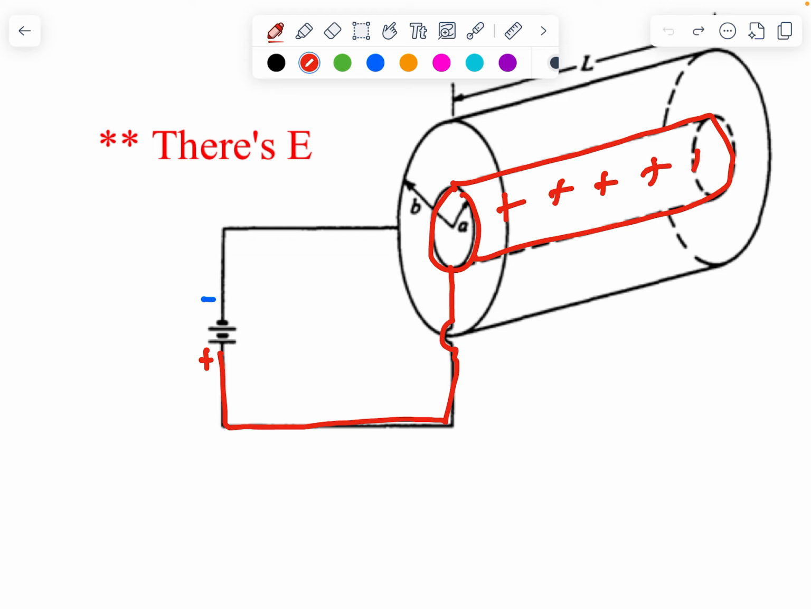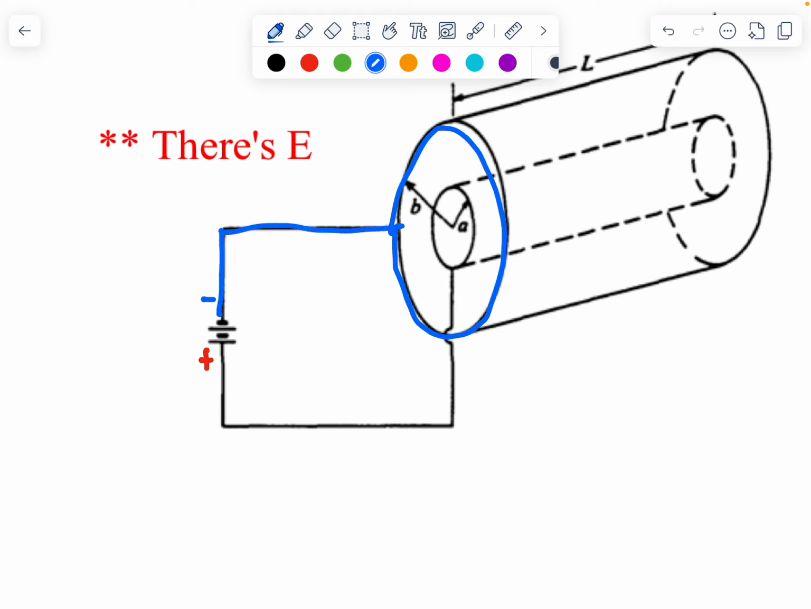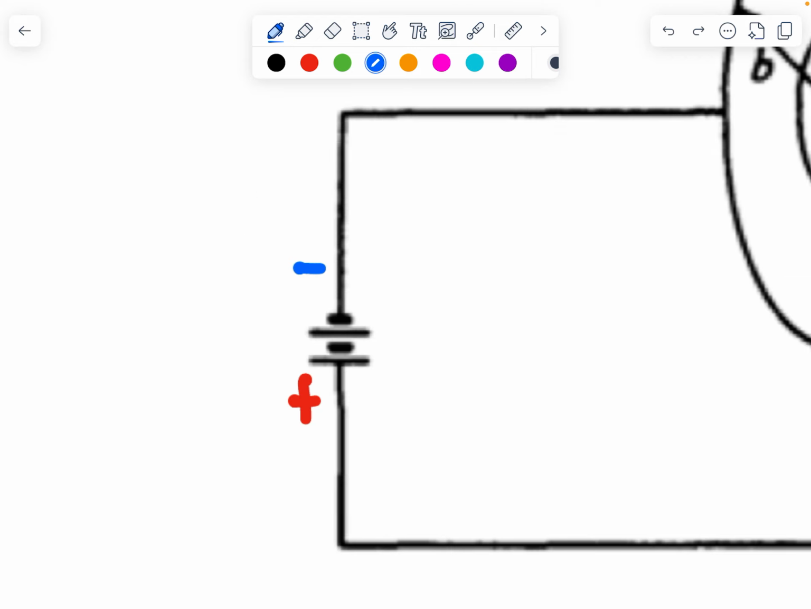Likewise, if we trace the little negative wire, this is connected to that outer conducting cylinder like this. So everything along here is connected to the negative. So there's a negative charge density out here. Now if we knew the value of the voltage, great.